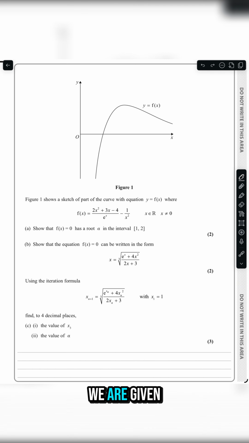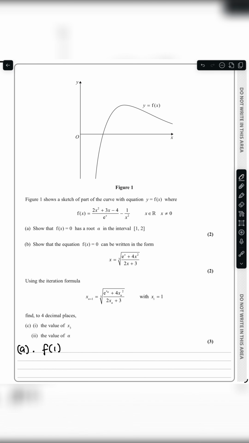In this question, we are given a sketch of parts of the curve with this equation. Show that the function f of x equals 0 has a root alpha in the interval 1 and 2. So all we need to do is substitute the values x equals 1 and 2 into the function f of x and show that there is a change of sign.